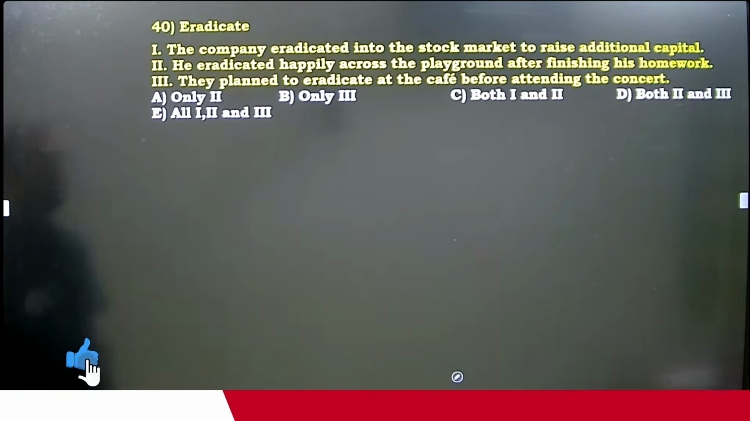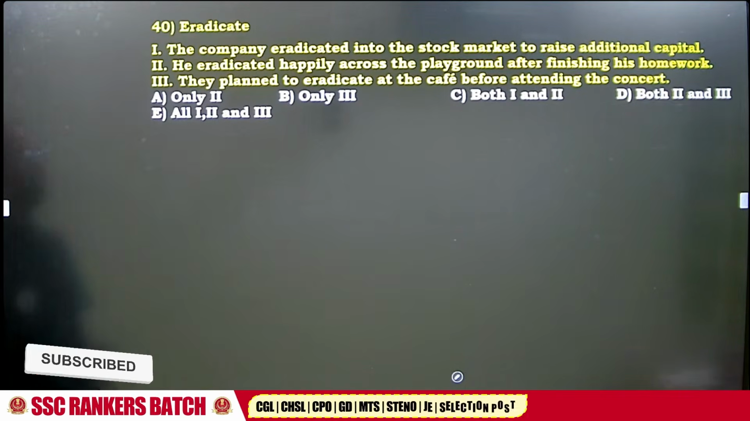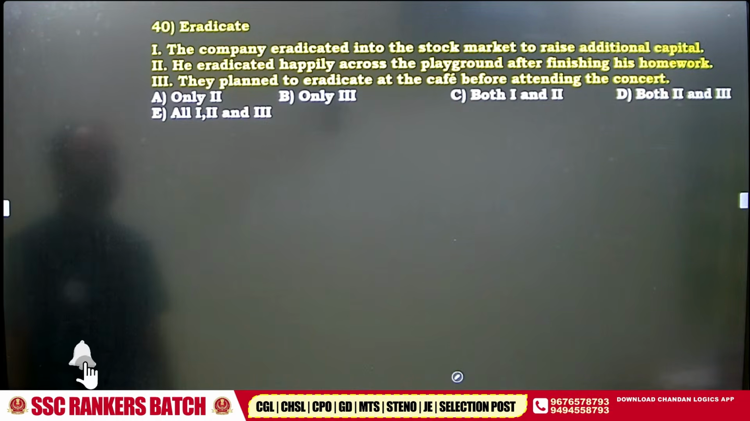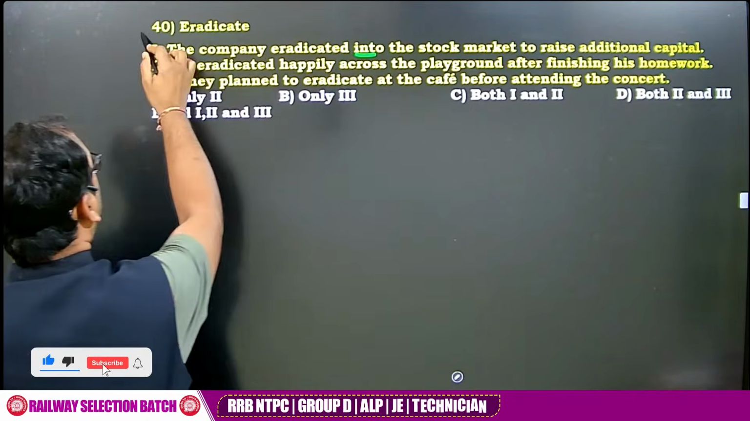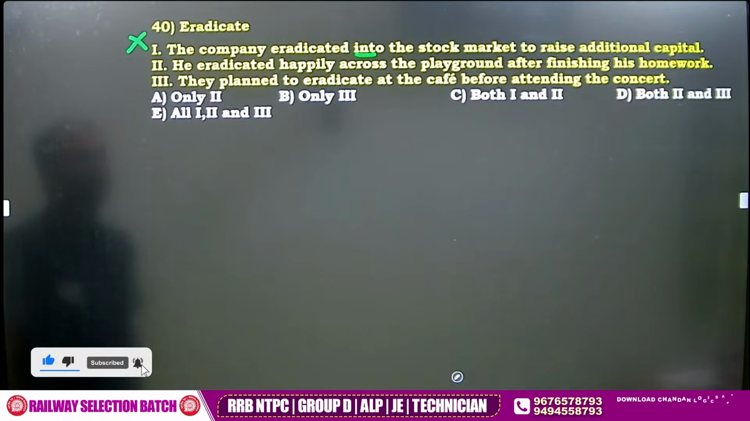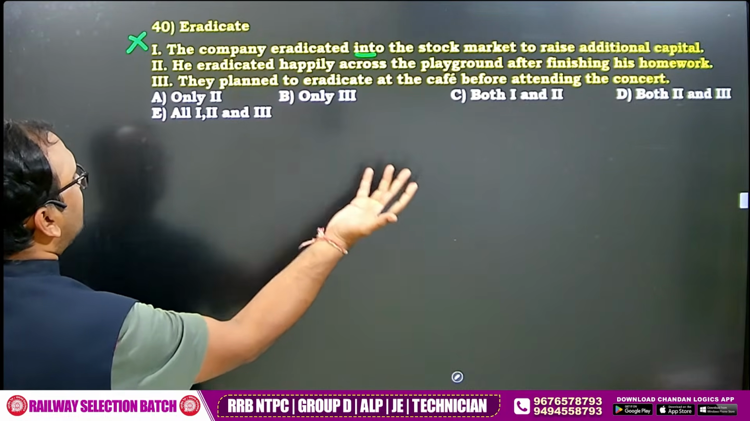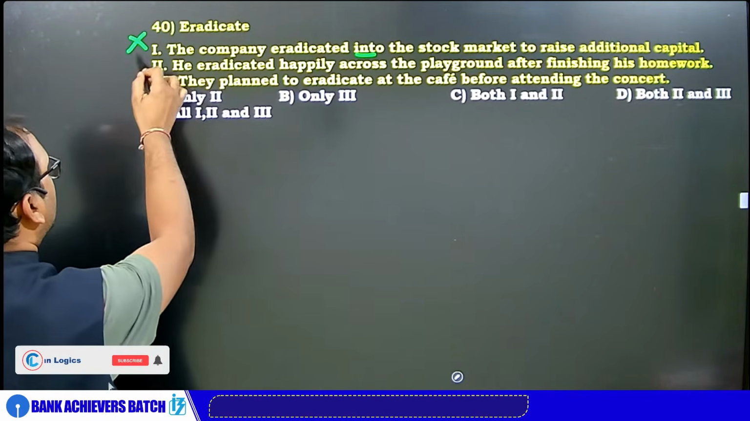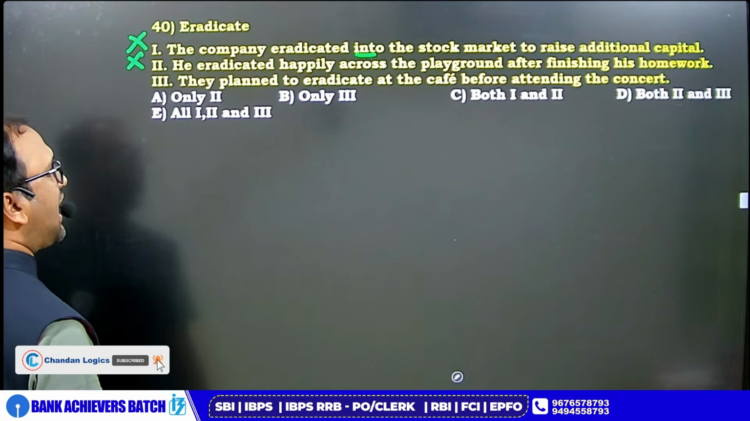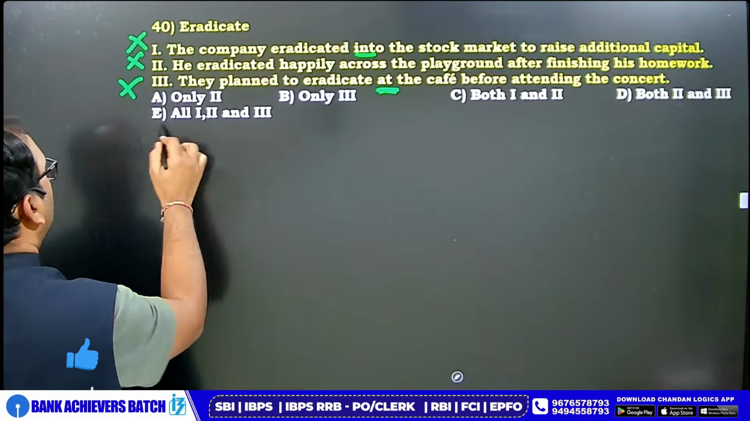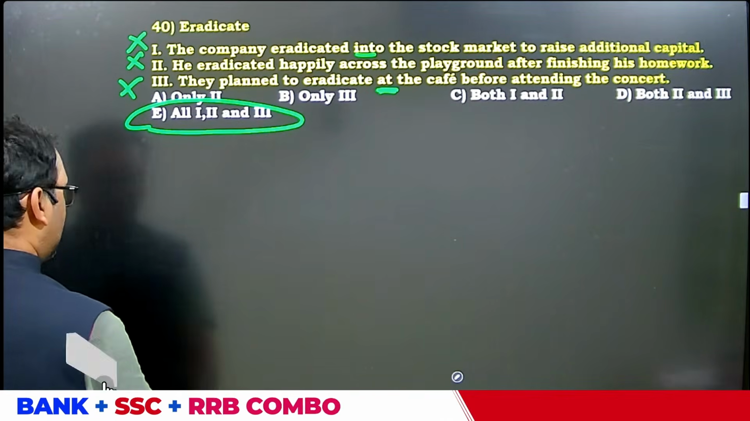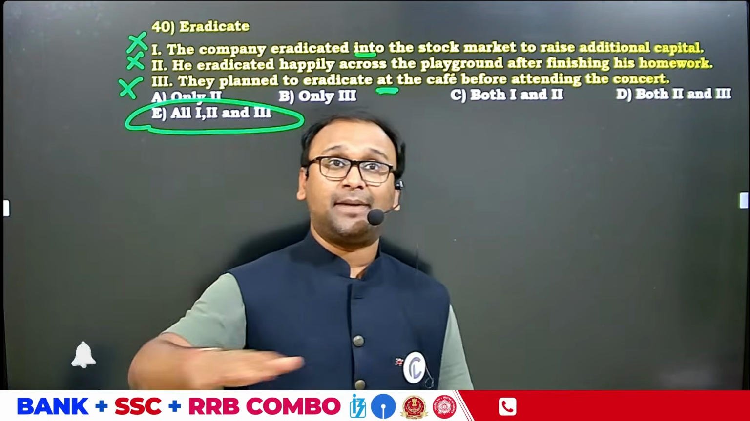Everybody knows eradicate. Eradicate means remove. Sentence 1. The company eradicated into the. Why into? After eradicate, the preposition into cannot come. He eradicated happily in the playground. They plan to eradicate at the cave. See, after eradicate, preposition doesn't come at all. All 3 wrong. Generally, we use eradicate like we eradicate poverty.